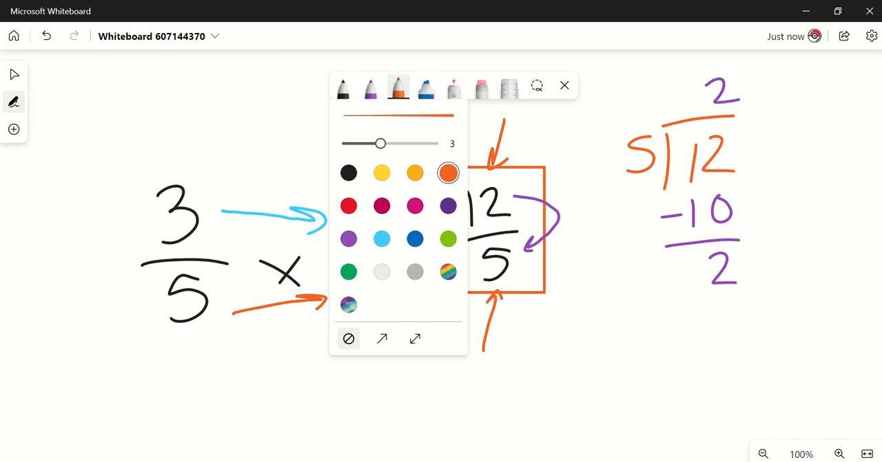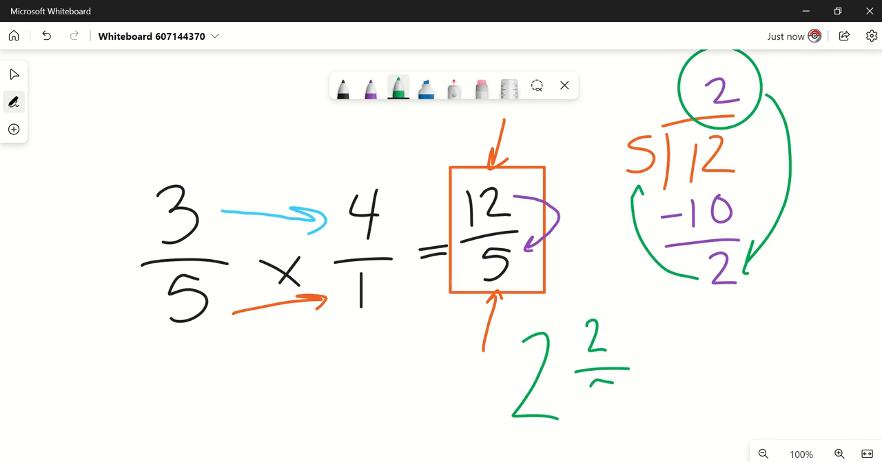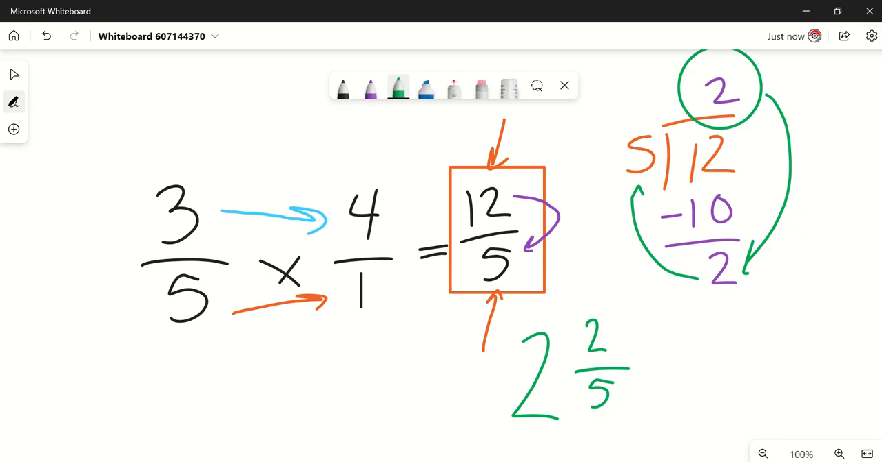Now, here is the trick for finding your mixed number. Your whole number is on top, so this will be 2, and it will be a fraction. Numerator, 2. Denominator, 5. So my answer will be 2 2/5, which is what I got over here. Now, there is a second part to this. You always want to check to make sure your little fraction part is simplified. 2 and 5 don't have any common factors, so it's already simplified. So my answer is 2 2/5.